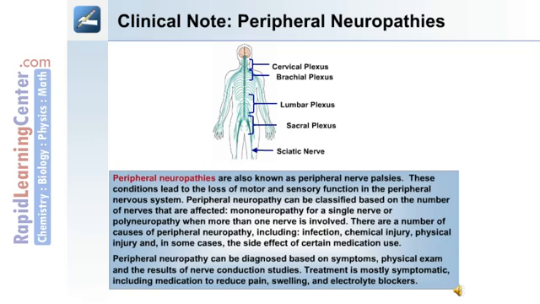There are a number of causes of peripheral neuropathy, including infection, chemical injury, physical injury, and in some cases, side effects from certain medications. Peripheral neuropathy can be diagnosed based on symptoms, physical exam, and the results of nerve conduction studies. The treatment is mostly symptomatic, including medication to reduce pain, swelling, and in some cases, electrolyte blockers.